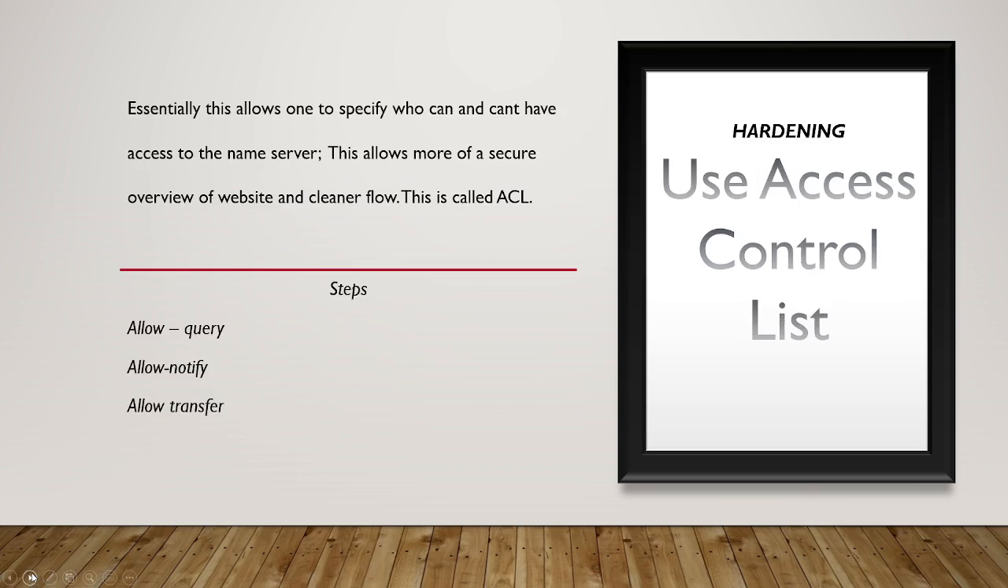Moving on, we have use access control. Now this is simple. This is just like making sure you give the key to the right person. So this essentially allows you to specify who can and cannot access the name server. And this allows you to make a more secure overview of your website and things of that nature. In order to do this, there are steps that have to be taken with various conditions. You can make this happen with allow-query, allow-notify, allow-transfer, blackhole. There are multiple things that you can do, but this is really a great hardening feature.